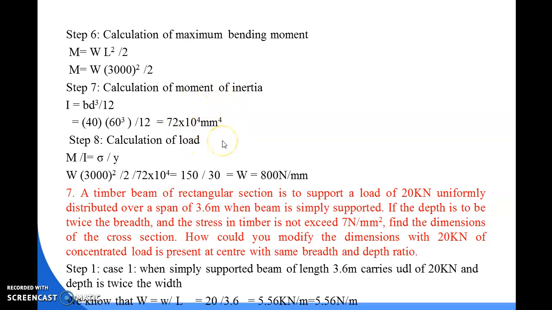And the last one, by which we can calculate the value of load for the cantilever beam. By putting the equation of bending, that is M by I is equal to sigma by Y, we can find out the value of UDL for the cantilever beam type. So we know that the value of M will be W into 3000 square divided by 2, I value is 72 into 10 to the power 4 and Y value is 30. So now by putting this value, we got the value of W as 800 Newton per mm.